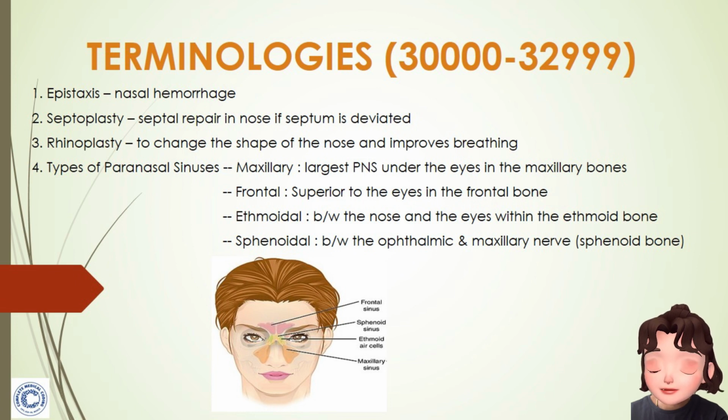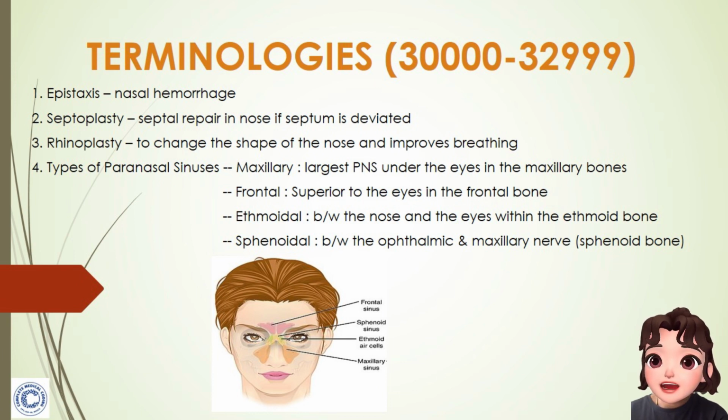Rhinoplasty is a procedure to change the shape of the nose and improve breathing. Both septoplasty and rhinoplasty help in improving breathing, both the procedures. Now there are 4 different types of paranasal sinuses: maxillary sinus, frontal sinus, ethmoidal sinus, and sphenoidal sinus.